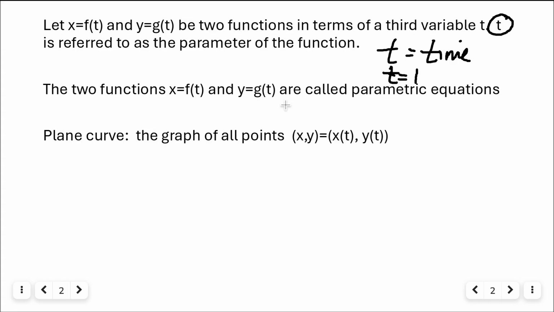And in a moment, we're going to graph a plane curve. A plane curve is the graph of all points x, y, given by x of t and y of t. So let's take a look and try to graph a plane curve. This is just a very basic introduction to parametric equations.